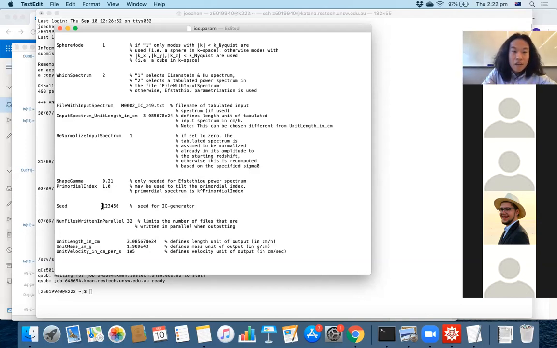Okay, and the important one here is the seed. This is the seed that I mentioned before that you use to generate the pseudo-random numbers for your displacement field. This seed is pseudo-random, so that means if I use the same seed and I do the random number generation twice, I'll get the same sequence of random numbers.